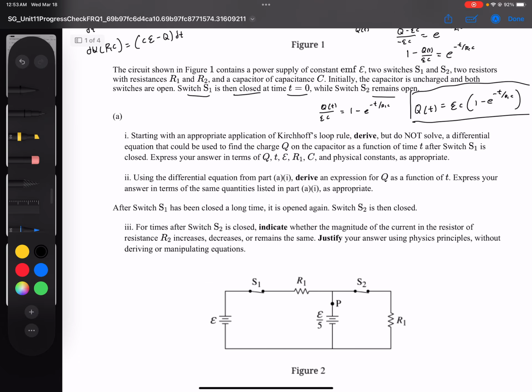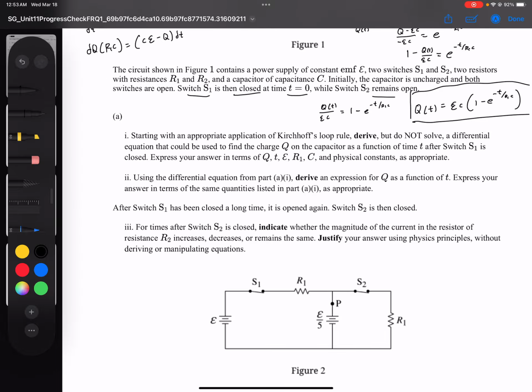For part 3, after switch 1 has been closed for a long time, it's opened again. Switch 2 is then closed. For times after switch 2 is closed, indicate whether the magnitude of the current in the resistor of resistance R2 increases, decreases, or remains the same. Justify your answer using physics principles without manipulating or deriving equations.